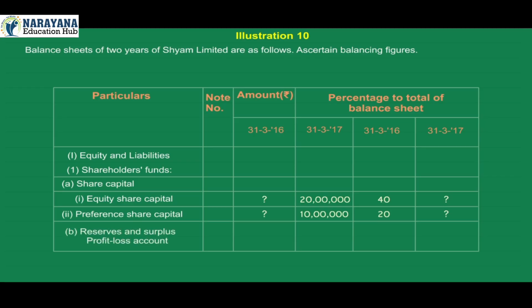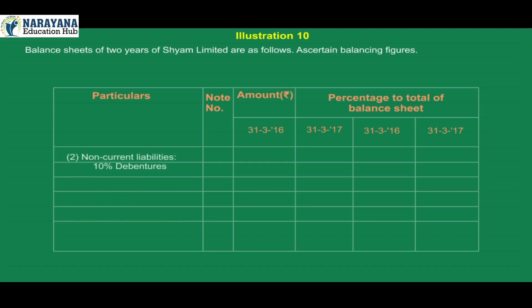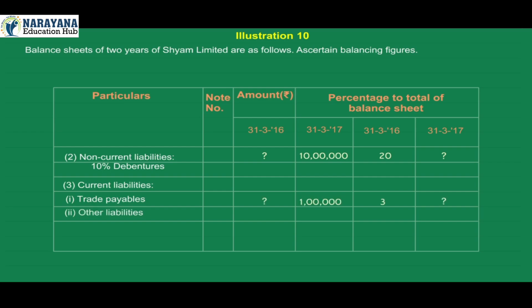B. Reserves and surplus. Profit and loss account, question mark, 8 lakh, 15%, question mark. 2. Non-current liabilities. 10% debentures, question mark, 10 lakh, 20%, question mark. 3. Current liabilities. 1. Trade payables, question mark, 1 lakh, 3%, question mark. 2. Other liabilities, question mark, 1 lakh, 2%, question mark.